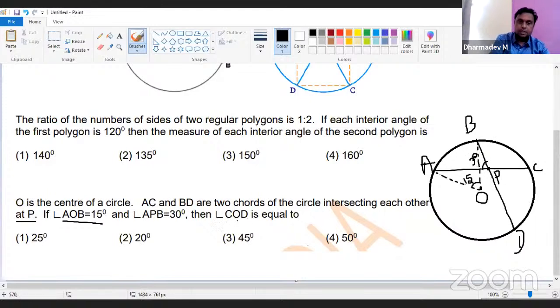Now, COD will be equal to what? COD will be equal to what? Are you getting it? Yes or no?